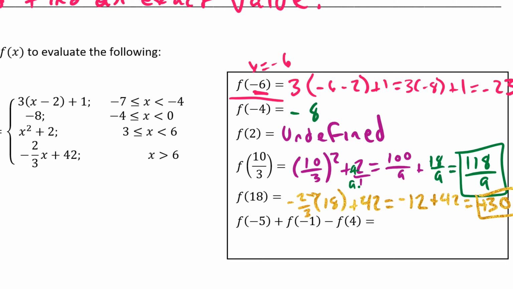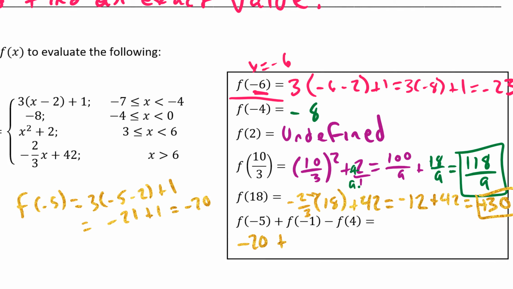All right, so what about this last one? f of negative 5 plus f of negative 1 minus f of 4. So we'll have to find f of negative 5. What's f of negative 5 equal to? Which equation can I use this one in? The first equation, so I have to do 3 times negative 5 minus 2 plus 1. So that gives me 3 times negative 7, which is negative 21 plus 1 gives me negative 20. So that's going to be negative 20 plus. Now we have to find f of negative 1. Which one does that fall into? Which domain?